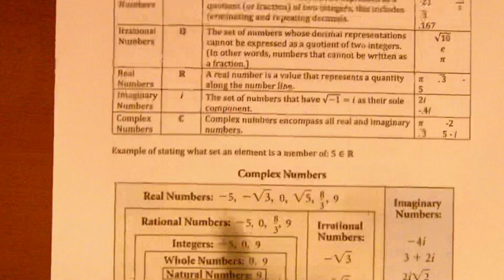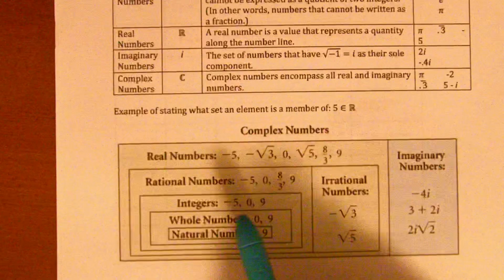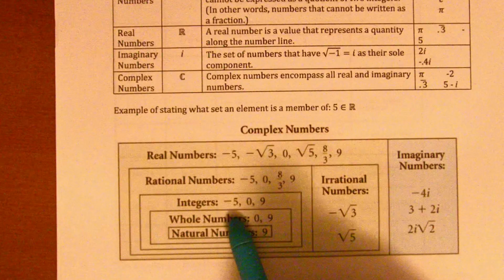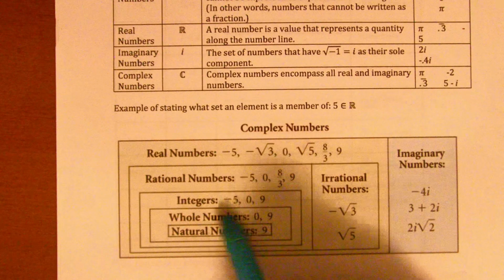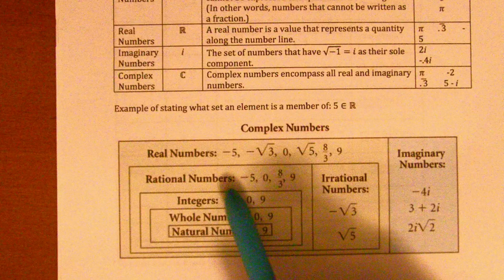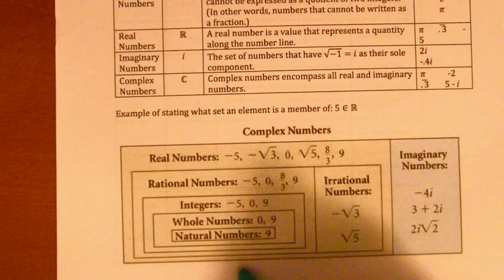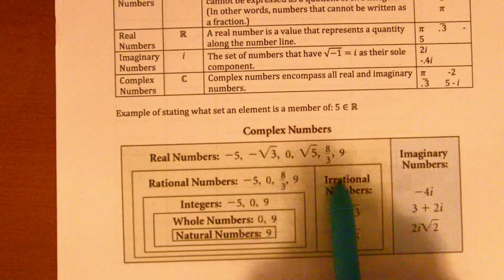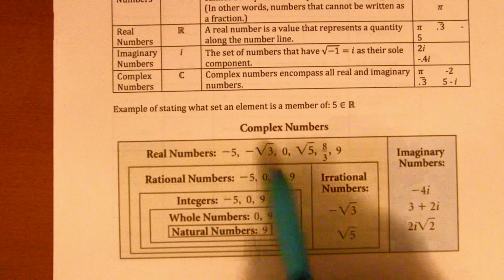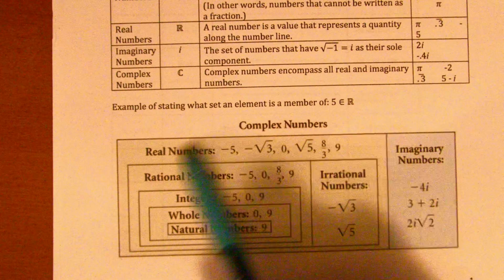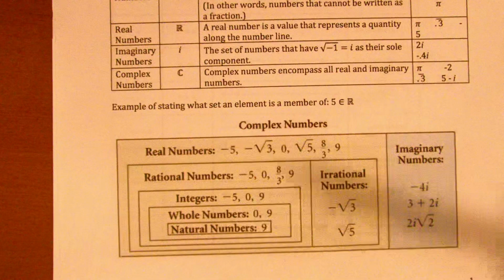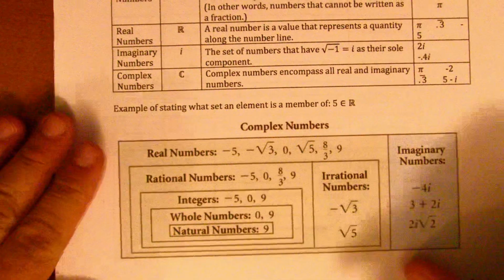So the way these all relate to each other, the natural numbers are part of the whole numbers. The whole numbers are part of integers. Integers are part of rational numbers. Rational numbers are part of real numbers. Rational numbers and irrational numbers are separate from one another, but they are both real numbers. And then imaginary numbers are separate. All of these are complex numbers. Okay.